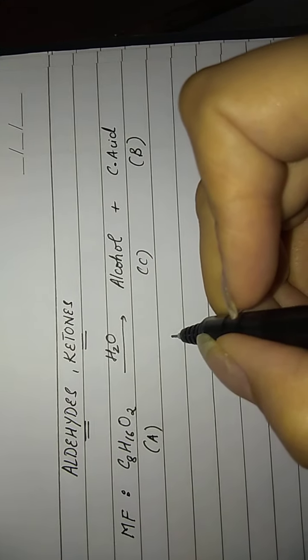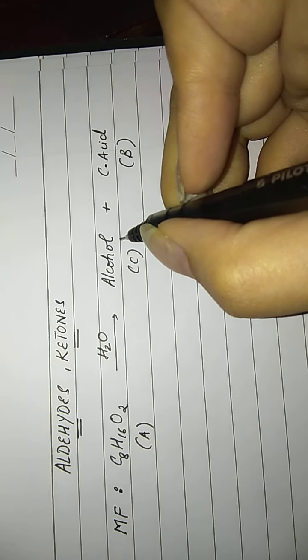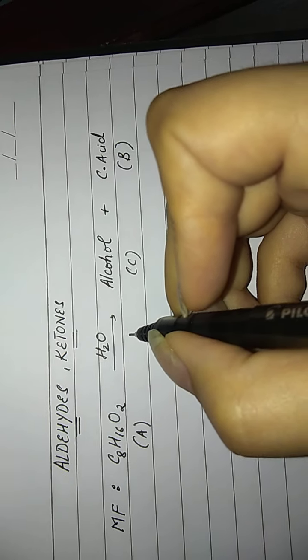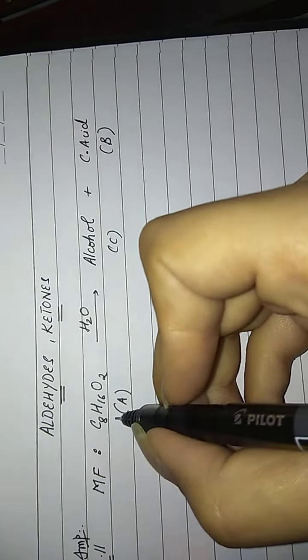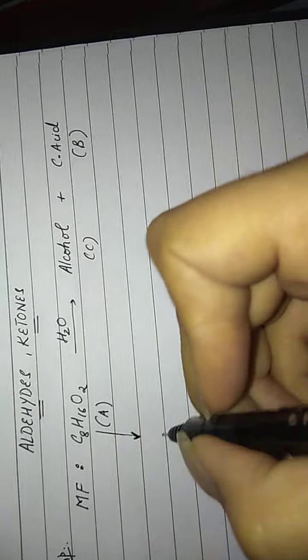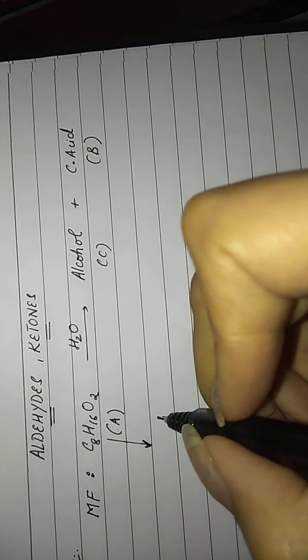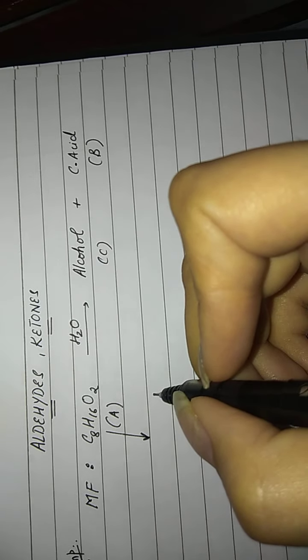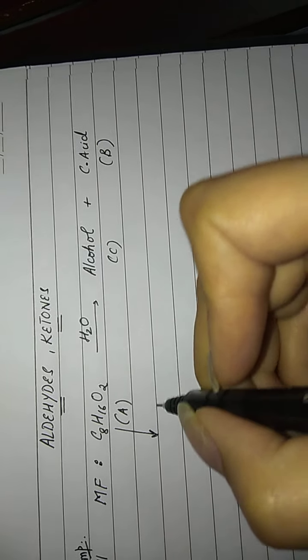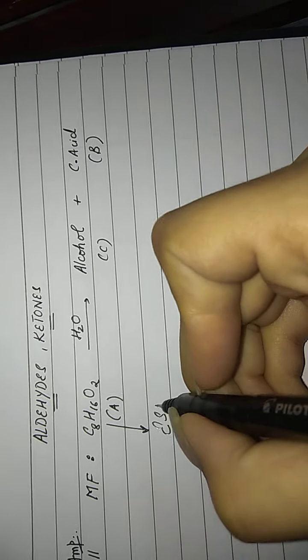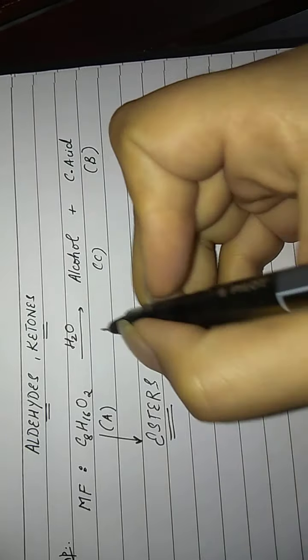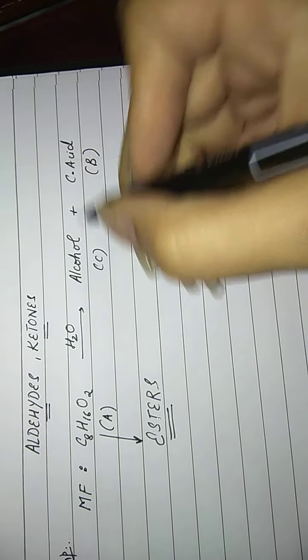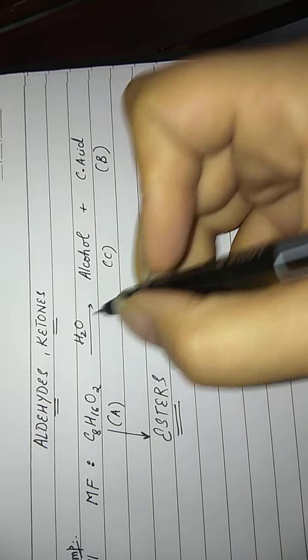Now, what kind of compounds produce a mixture of alcohol and a carboxylic acid on hydrolysis? You've done this reaction in class 10th already. If you remember, we have done the hydrolysis of ethyl acetate. To which class of organic compounds does ethyl acetate belong? It belongs to the class of esters. So esters always produce alcohol and a carboxylic acid on hydrolysis.